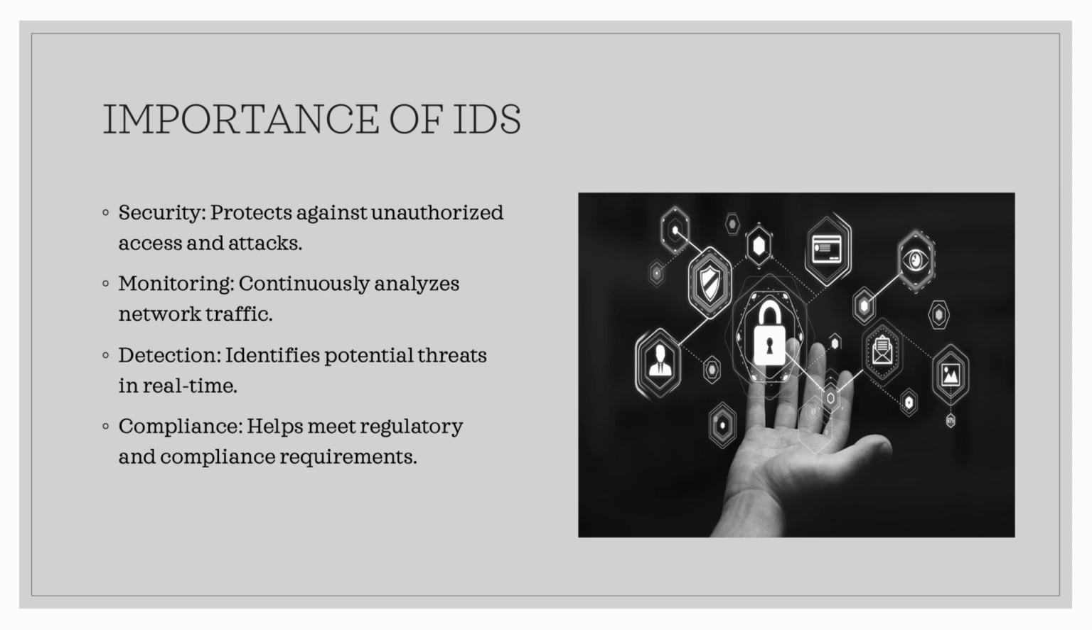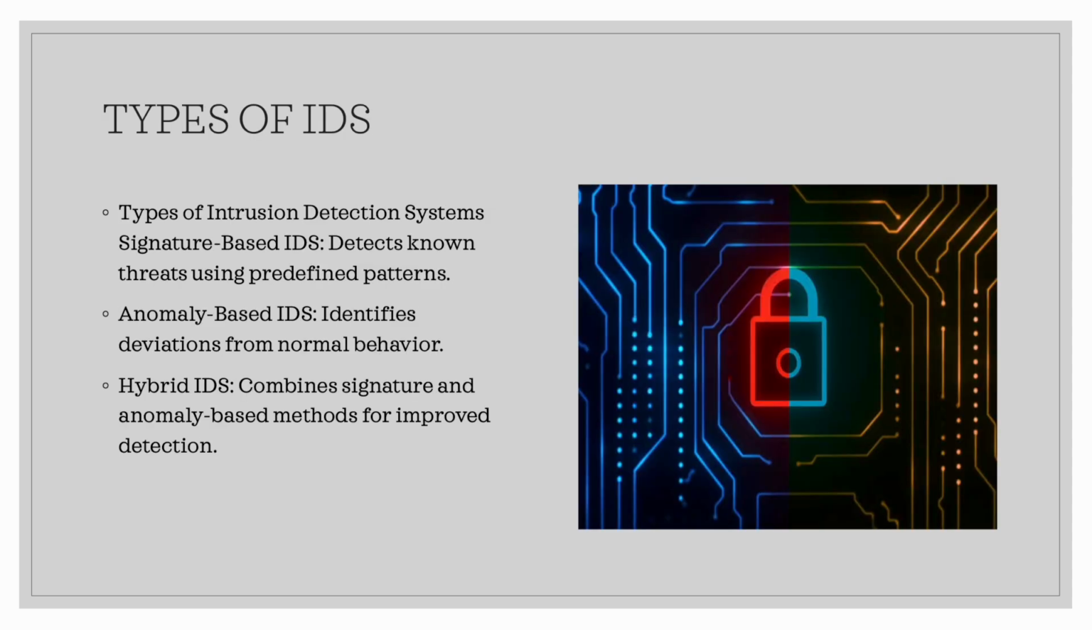Coming to the next part, it's types of IDS. There are three types: signature-based IDS, anomaly-based IDS, and hybrid IDS. The first is signature-based IDS. It detects known threats using predefined patterns or signatures. How it works is it compares incoming network traffic or system activity against a database of known attack signatures. If a match is found, an alert is generated. The advantages of this IDS are a high detection rate for known threats and a low false positive rate.